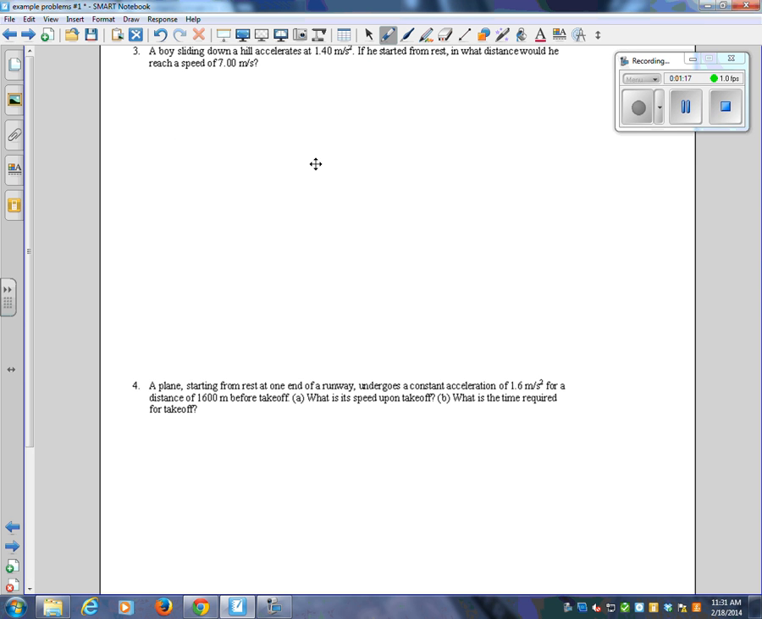So a boy sliding down a hill accelerates at 1.4 meters per second squared. If he started from rest, in what distance would he reach a speed of 7 meters per second? It's poorly written. In what distance? So we're looking for the displacement, right? So we have acceleration is 1.4. If he started from rest, that's a fancy way of saying the initial velocity is 0. We are solving for distance, and the final velocity is 7. Right? So which one has A, VI, D, and VF in it?